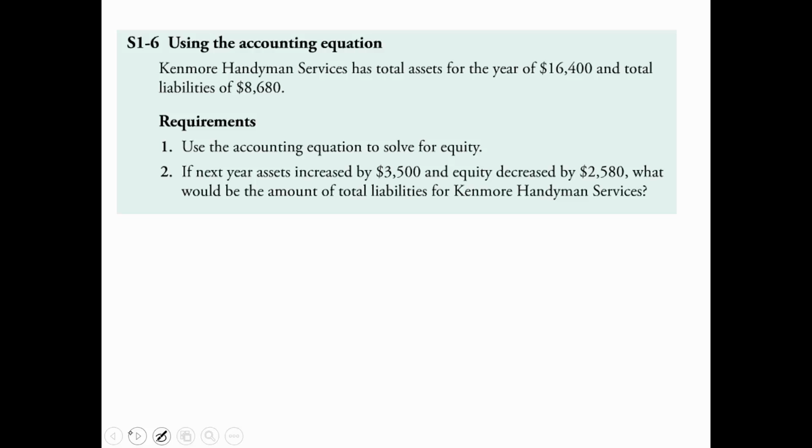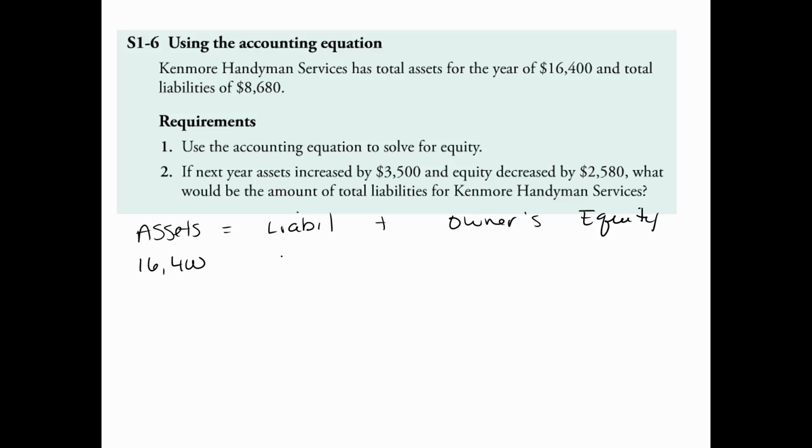This one says Kenmore Handyman Services has total assets of $16,400 and total liabilities of $8,680. Use the accounting equation to solve for equity. So it's an equation. As long as we know 2, we can always find the third, right? So we know that assets equal liabilities plus owner's equity. So we said that the assets are $16,400 and the liabilities are $8,680, and we want to find owner's equity.